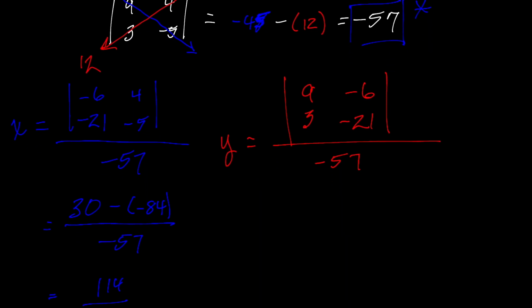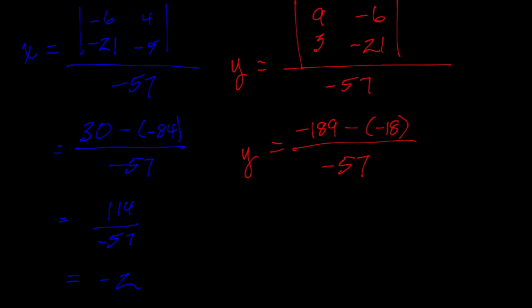So let's go ahead and we'll take the determinant of the top, ultimately going to be divided by negative 57. So the top means we're going to have 9 times negative 21. Well, 9 times negative 21, that's negative 189, my calculator tells me. And then I'm going to subtract from that negative 6 times 3. So that's negative 18. So let's subtract a negative 18.